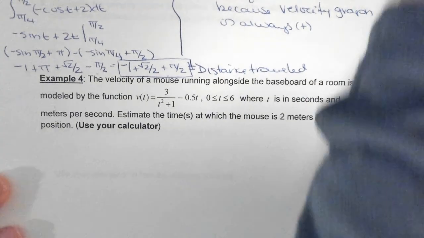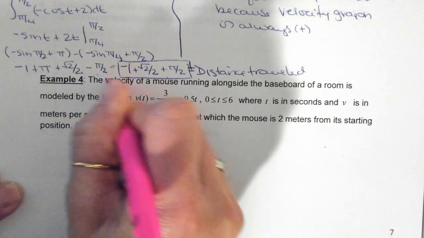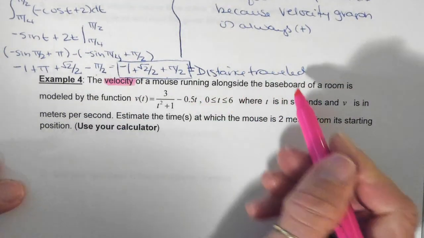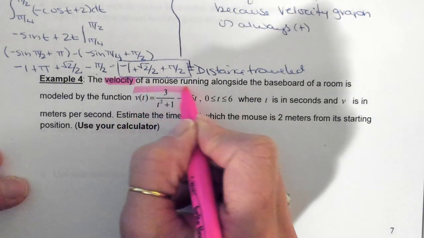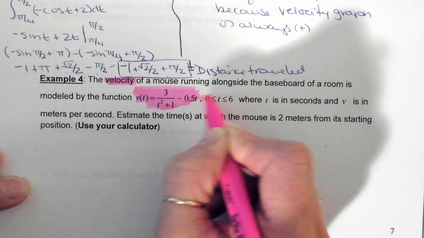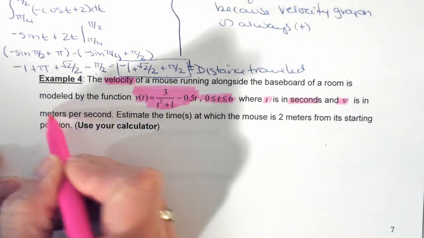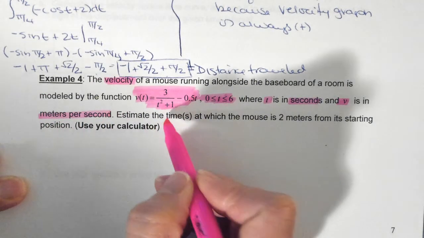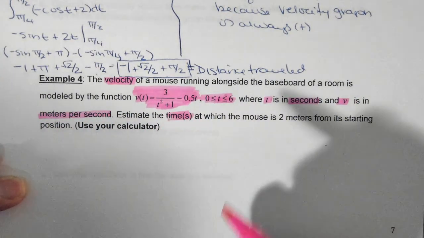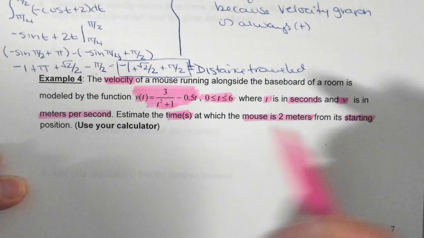All right, let's take a look at this next one. Here we have the scenario where the velocity of a mouse running alongside a baseboard is given by the following function. They give us the velocity function and the time interval from 0 to 6, where t is in seconds and velocity is in meters per second. What they want is for us to estimate the time or times at which the mouse is 2 meters from its starting position.